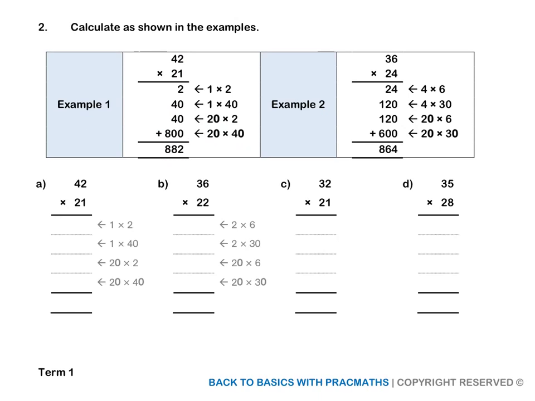Example 2. We are always going to start by multiplying our unit digits by one another. 4 times 6 is 24. 4 times 30 is 120. We are done with the 4, so we are going to move on to the 20. 20 times 6 is 120. 20 times 30, as written there, is 600. We add up to get a final answer of 864. Pause this video to complete question 2.